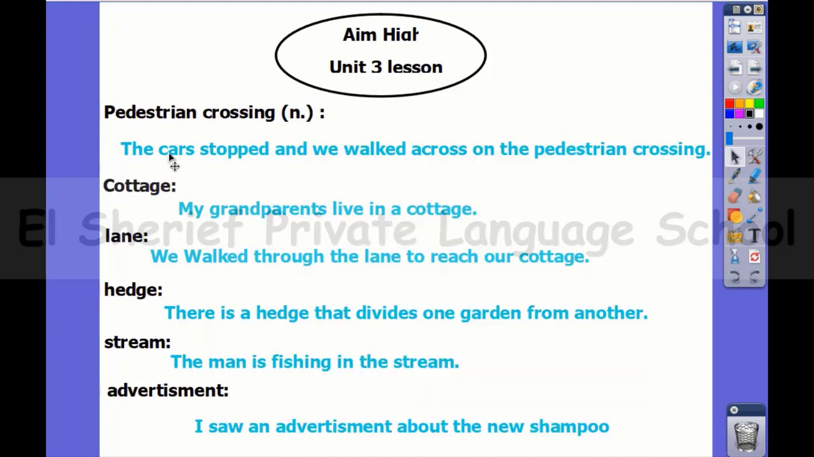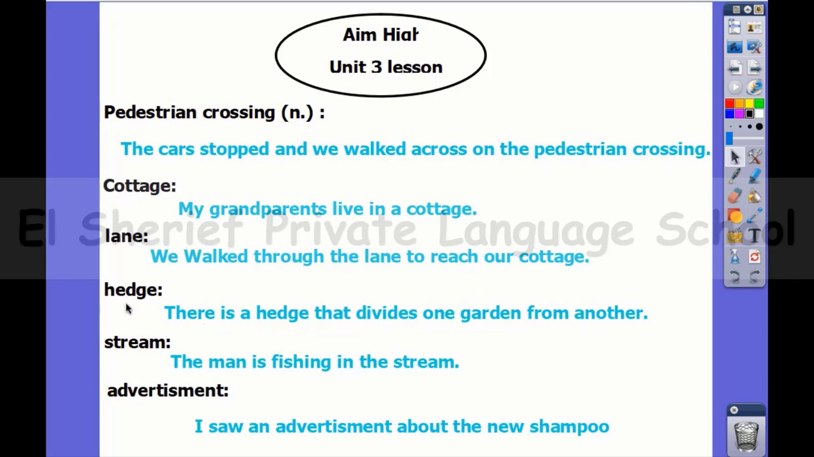Cottage. It's a small house in the countryside. For example, my grandparents live in a cottage. Lane. It's a narrow road in the countryside. For example, we walked through the lane to reach our cottage.